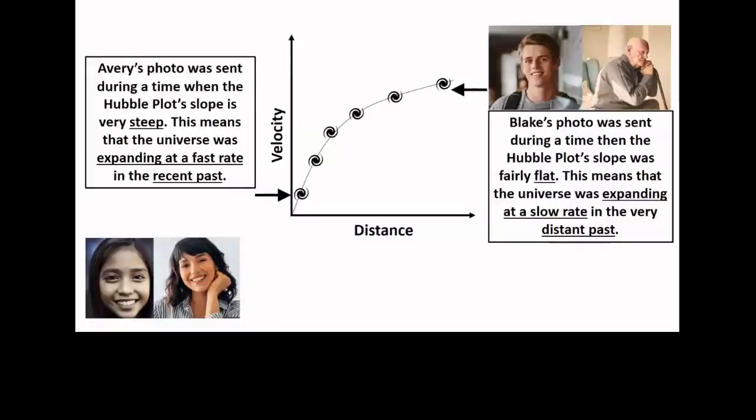And we determined from our previous example that the universe we see in Avery's photo is only barely younger than the universe is now. On the other hand, the universe that we see in Blake's photo is very outdated. We can see here that that correlates with a time on the Hubble plot when the slope was fairly flat. So if a flat slope correlates to a slow expansion rate, and I know that the universe in Blake's image is going to be very, very outdated, that means that the expansion rate in the very distant past was slower than it is now.